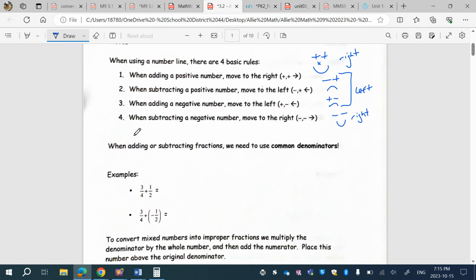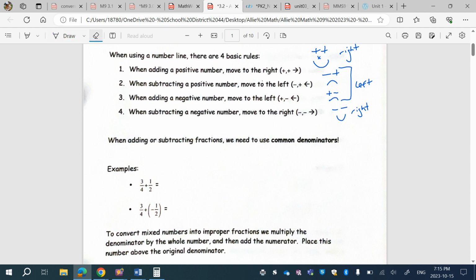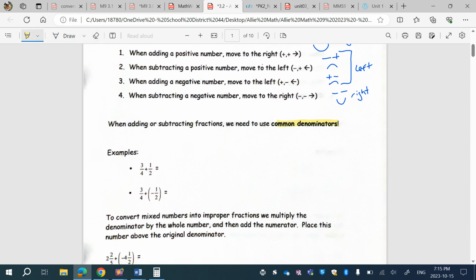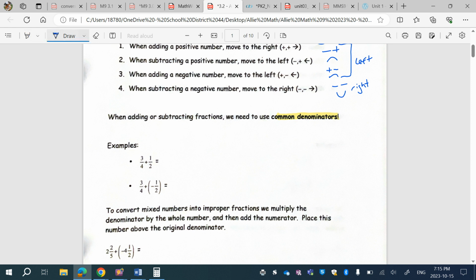And so when adding or subtracting fractions, we need to have a common denominator. So that's the same number on the bottom of the fraction. So I'll do an example right here. We've got 3 over 4 plus 1 over 2. So we need a common denominator. So we have to think, what is the first number that both 2 and 4 go into? Well, I know 4 is the first number that both of them go into.